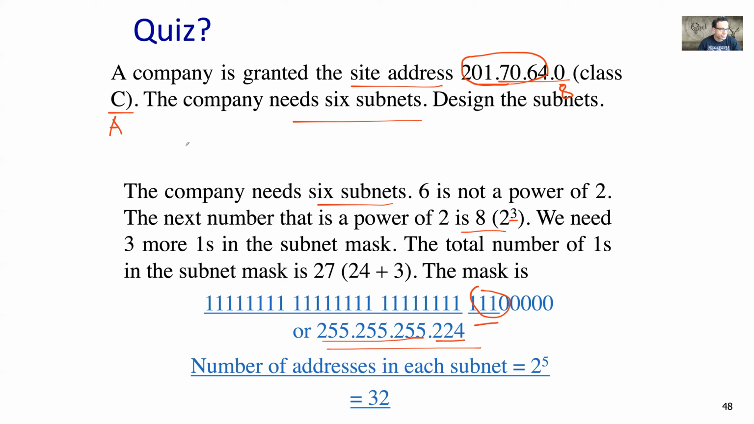Why is the number of addresses in each subnet 32? Well, if you look at it, this is a class C address. So the first 24 bits were already reserved for the network part and 8 bits for the host part. What we have done is taken 3 of the leading bits from this host part to create the subnets. So we are left with 5 bits that can be used within each subnet. That's the reason the number of addresses in each subnet is 2 to the power 5.